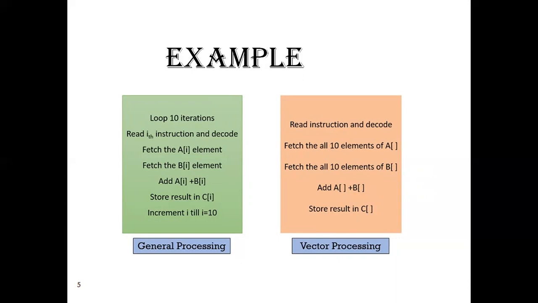Supercomputers evolved to deal with billions of floating point operations per second. Supercomputers optimize numerical computation, that is vector computation.